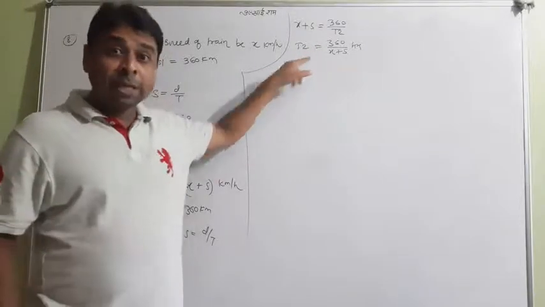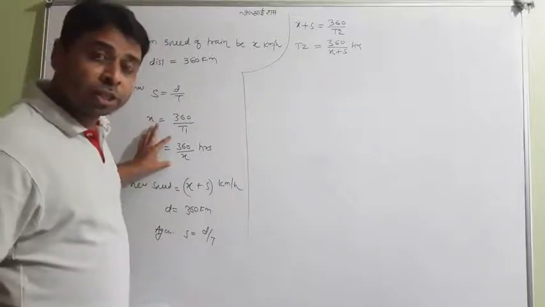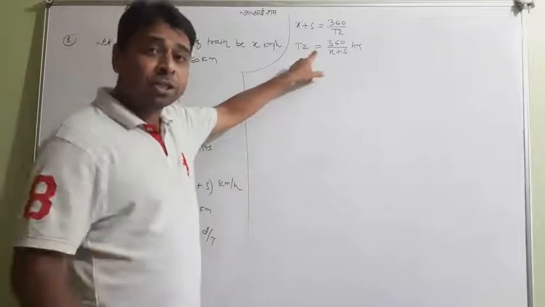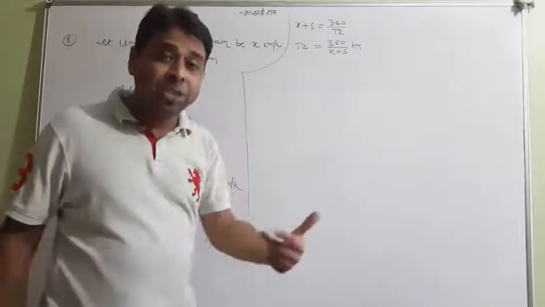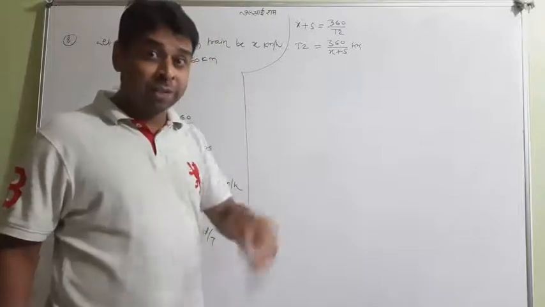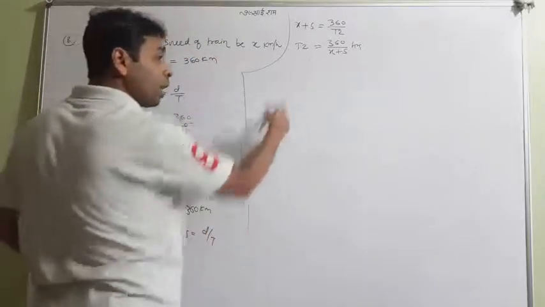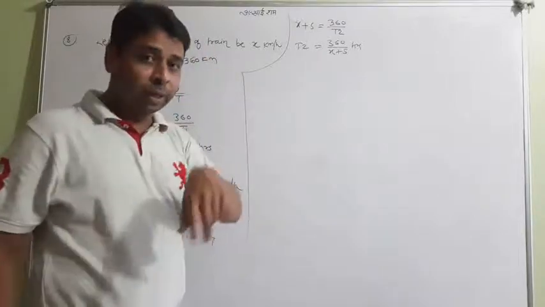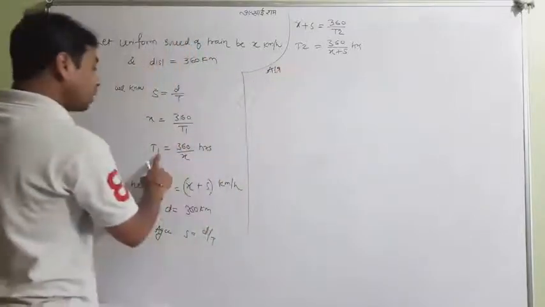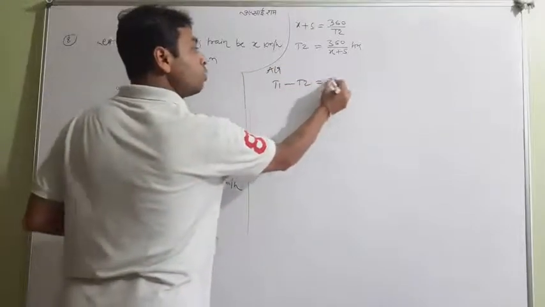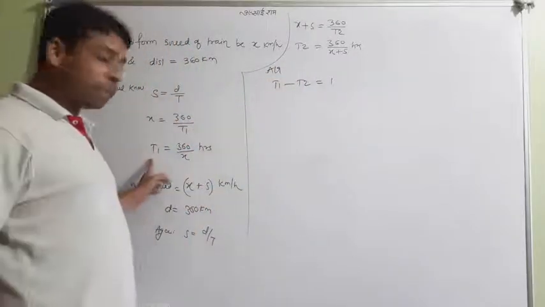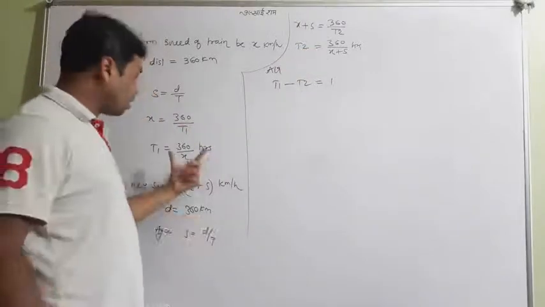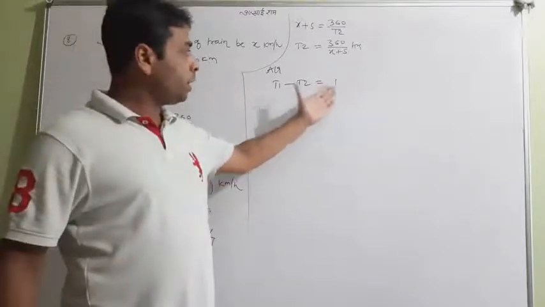As an example, suppose initially a train reached its destination in 4 hours, and when the speed increased it takes 1 hour less, meaning 3 hours. So the difference between these two times is 1: 4 minus 3 equals 1. As per the question, I will write t1 minus t2 equals 1. This time is bigger and this is smaller, because this is the faster speed and that is the uniform speed.